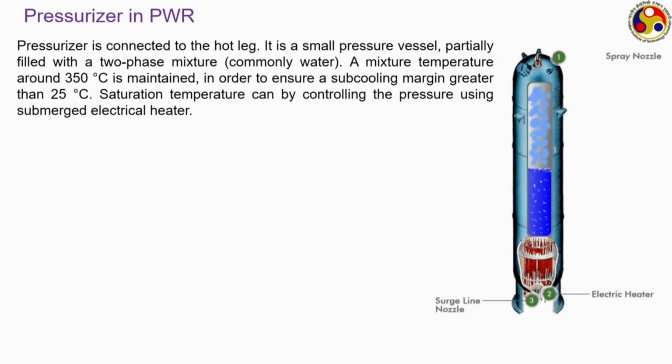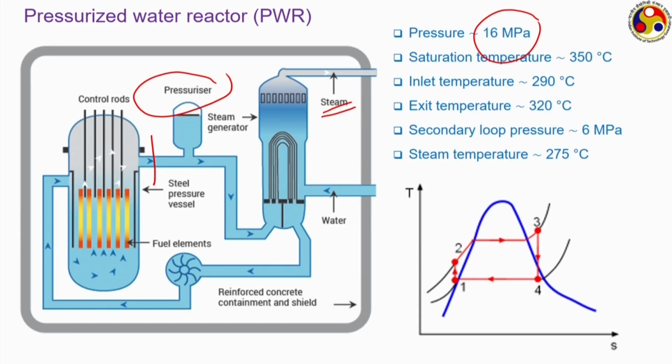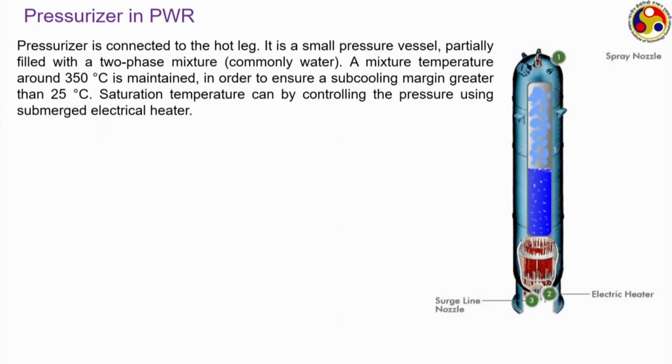A pressurizer is connected to the hot leg. Conventionally, this leg is called the cold leg and this one is called the hot leg, because this hot leg carries energy of much higher level. The pressurizer is connected to the hot leg, through which it is able to come in contact with the high temperature fluid. It is actually a very small pressure vessel. Its volume is very small compared to the volume of the original pressure vessel, but this small pressure vessel is partially filled with a two phase mixture, which commonly is water itself. Therefore, it can be said to be partially filled with a liquid water and water vapor mixture.